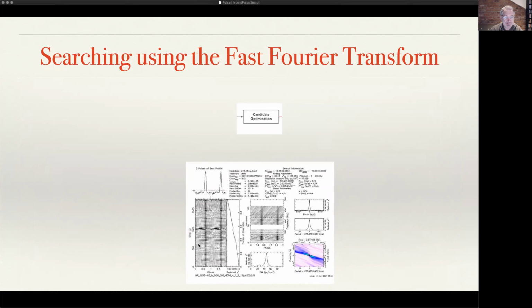You'll also see there's still some radio frequency interference in these data. These data are actually from the GMRT. And so ideally we would like to have cleaned that out to improve the quality of the signal.